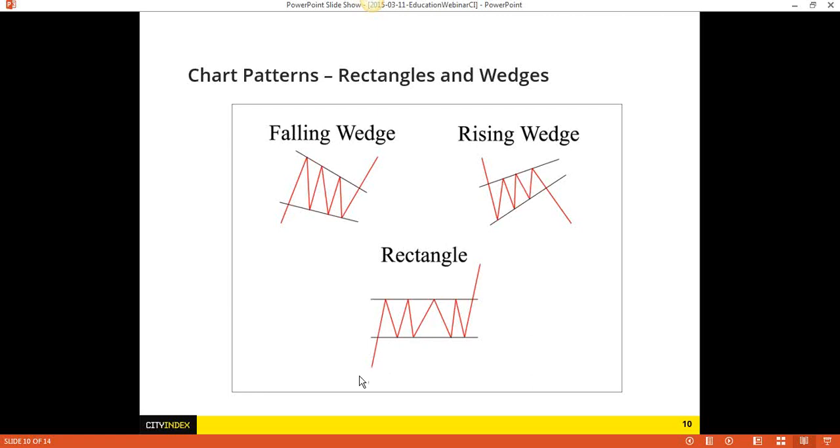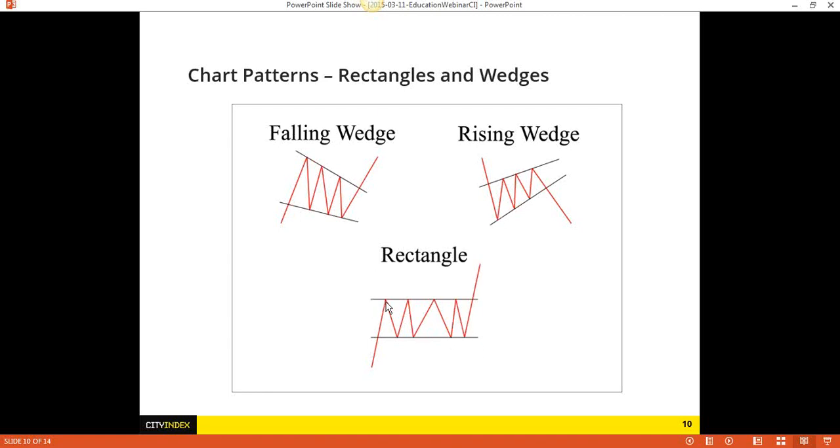Same thing with the rectangle. In terms of the rectangle, instead of a pullback, it's simply a sideways consolidation before a continuation in the direction of a trend. So here again we have a move to the upside, and then we have a sideways move, and then we have a breakout to the upside, and that's a continuation pattern.